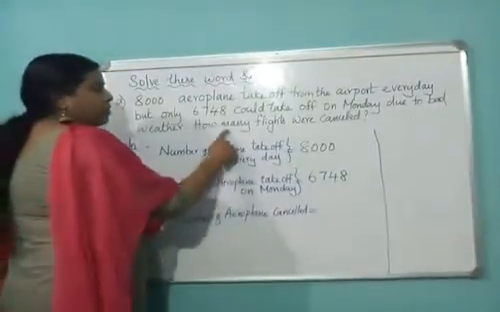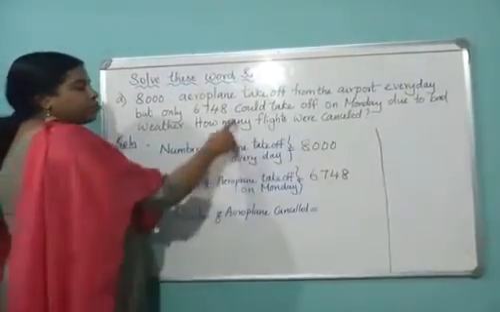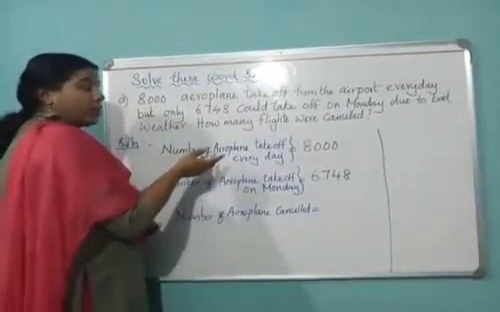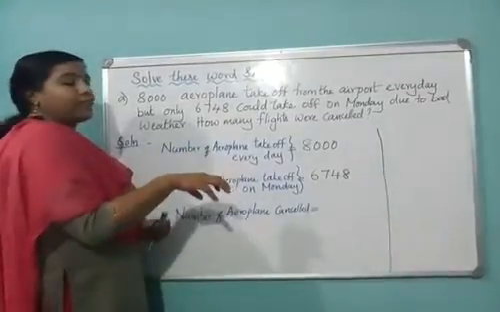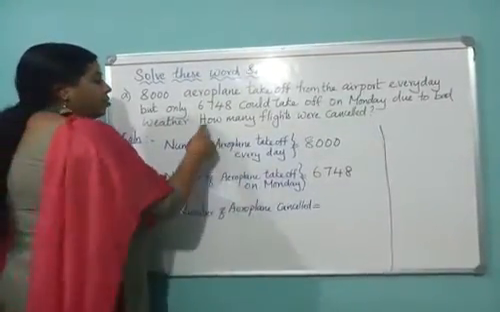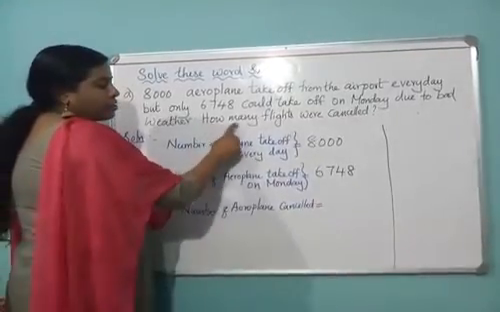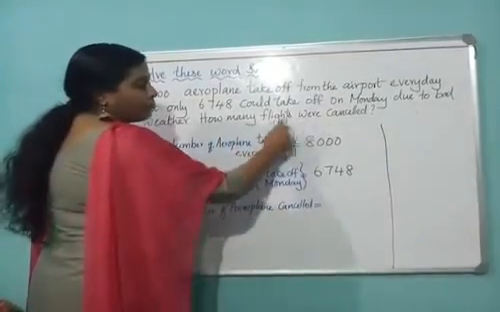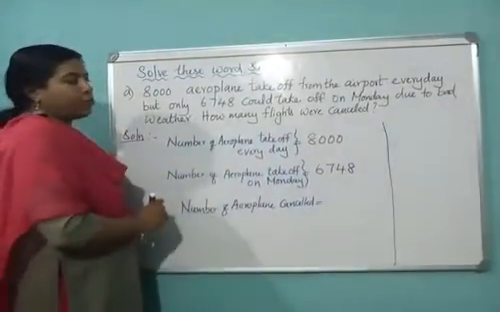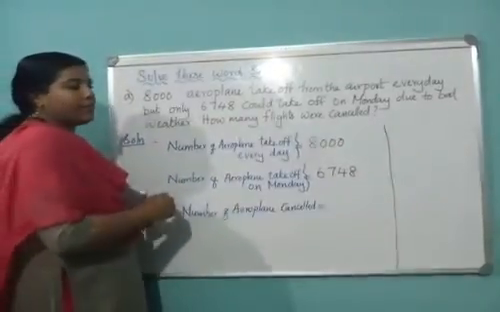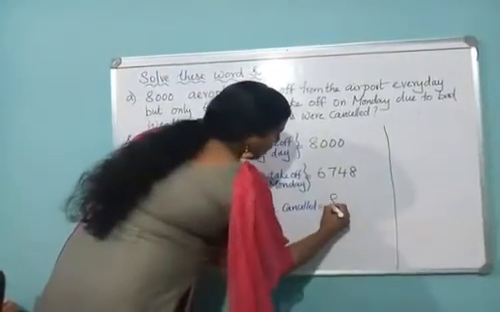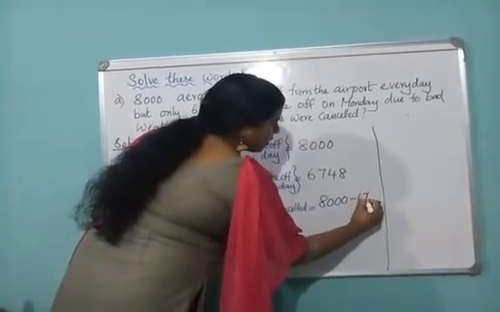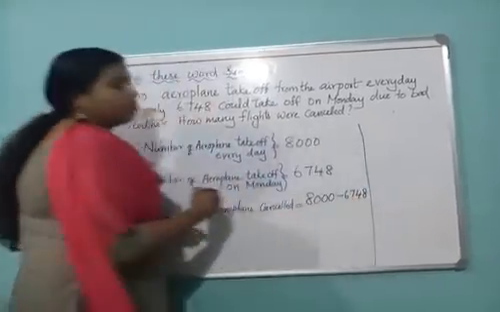Now the last line is how many flights were cancelled. How many shows again the number. Here we cannot use the word total because it's not an addition. We have to find out how many were cancelled. So again we will use the number of aeroplanes or flights cancelled. How to find it out? We will subtract. So that is 8,000 minus 6,748.